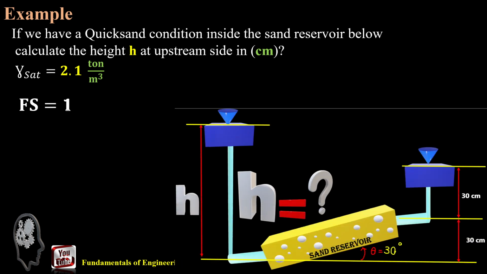If we have a quicksand condition inside the sand reservoir below, this is our sand reservoir, this is the upstream side, downstream side, and we want to know what is the height of water in the upstream side in centimeters if the saturated unit weight of sand inside the reservoir is equal to 2.1 tons per meter cubed and the factor of safety against sand liquefaction or quicksand is equal to 1.